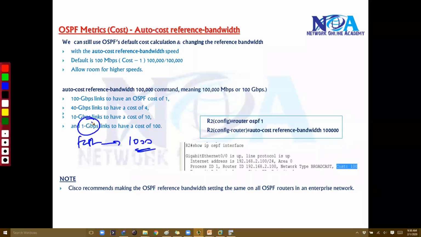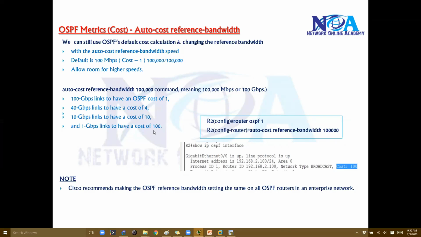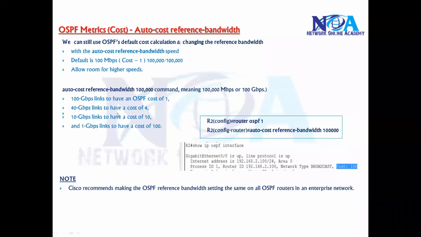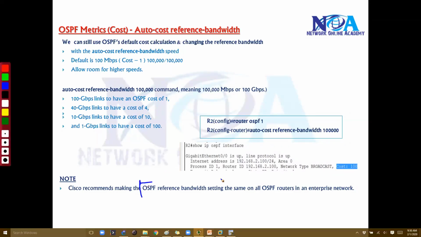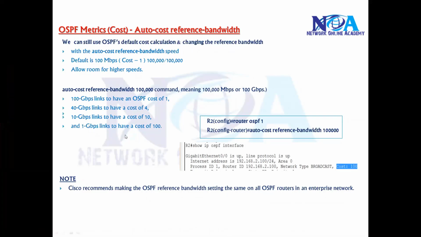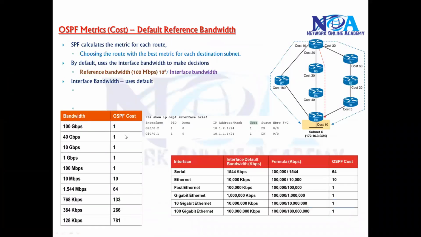Similarly, if the link speed is 1 gig, the cost value will be 100 here. Cisco recommends using this OSPF reference bandwidth setting on all the routers in an enterprise network. There were 3 options we discussed previously.